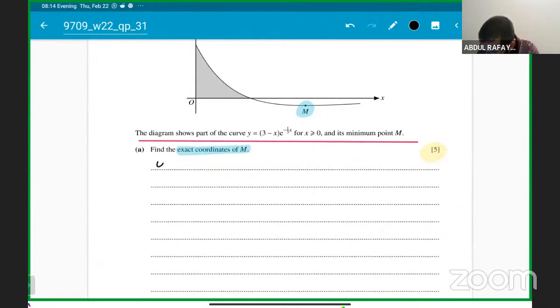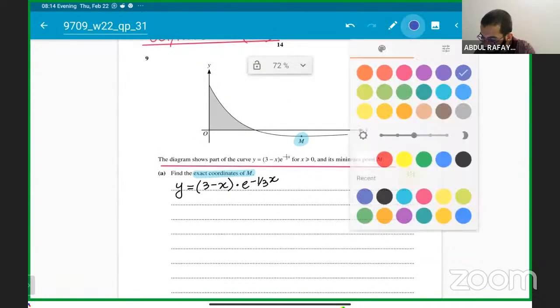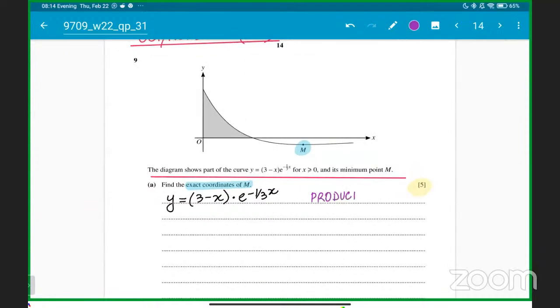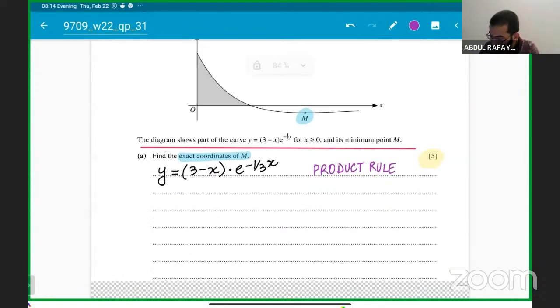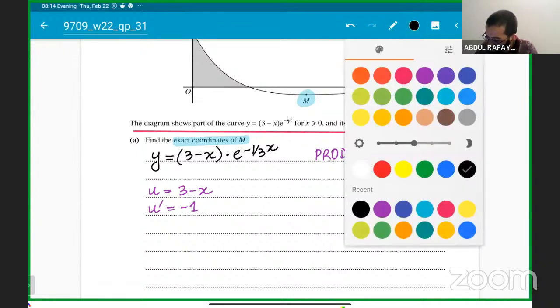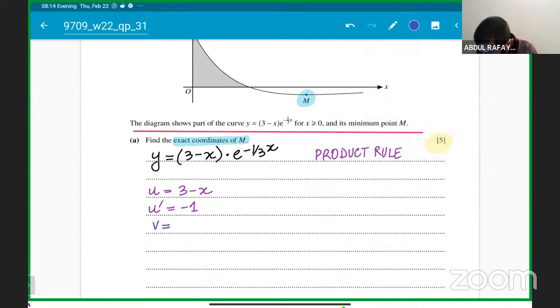So y equals 3 minus x times e power -1 over 3x. So what do we have to apply, anyone? For differentiation, what will apply, guys? Come on, guys. You should shout out the answer. Product rule, okay? So we have to get this through product rule. So let's get this done with product rule. u equals 3 minus x. So u dash will be minus 1. The differentiation of 3 minus x will be minus 1. Should be on your fingertips now, the differentiation. Okay, v equals e power negative 1 over 3x.